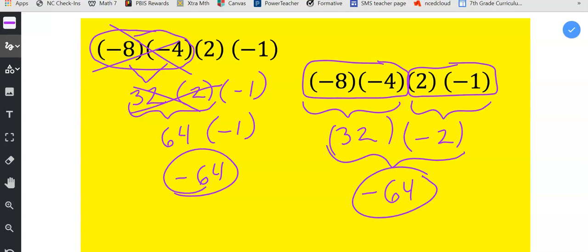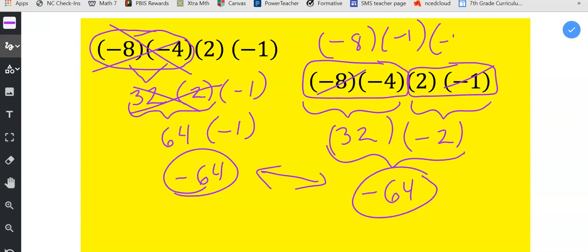I want you to notice that it didn't matter which way we completed this problem, we got the same answer, -64. And the reason is this. According to the commutative property of multiplication, you can switch the order of the multiplication and it won't affect your answer. So I could have been bold and said, you know what, I want to multiply -8 times -1 first.